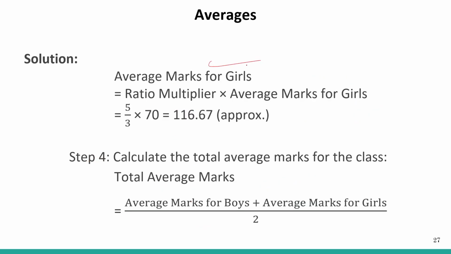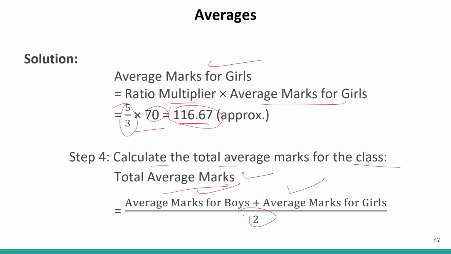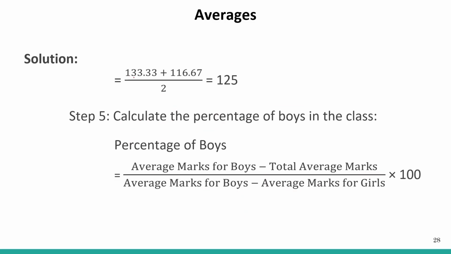So average marks for girls will be what? Ratio multiplier into average marks for girls. That will be 5 by 3 into 70 because the ratio multiplier is 5 by 3 and 70 is the average marks for girls. So it became 116.67. So step 4, calculating the total average marks for the class. So total average marks is equal to average marks of boys plus average marks of girls by 2. So it is 133.3 bar plus 116.67 whole by 2 is equal to 125.